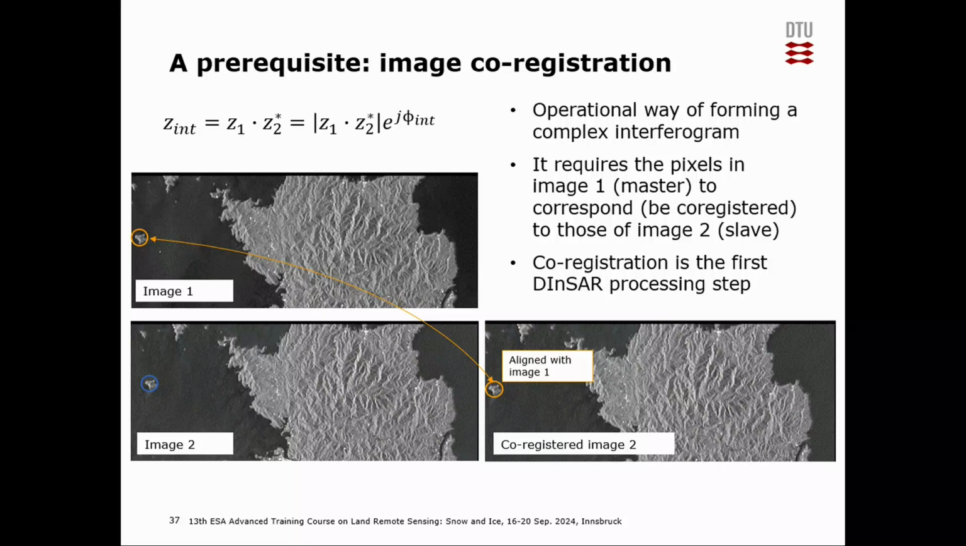Let's have a look. To make a map of phase differences, our first prerequisite is that the images are aligned, or as we say in SAR jargon, co-registered. So the pixel in image 1 must be at the same position in image 2 if I want to make a per pixel phase difference of these images. So first I align the images, and only then am I ready to form the complex interferogram by a complex multiplication, and its phase term will be proportional to the phase difference between the two images.